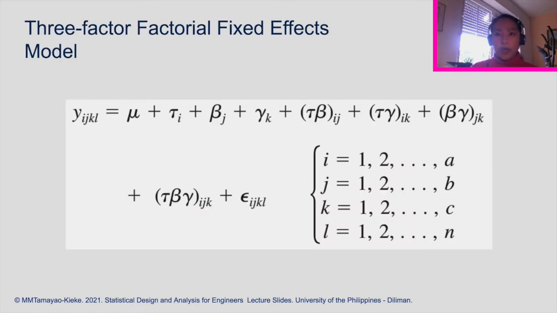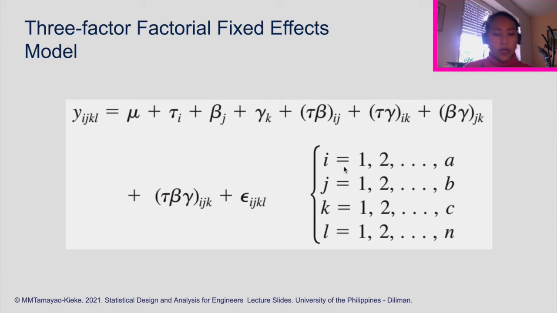Now, extending to 3-factor factorial, for example, the ANOVA equation for the fixed effects model would look like this. Y_ijkl is equal to mu plus tau_i plus beta_j plus gamma_k plus the interaction terms, as you can see here. So you have 1, 2, 3, and 4 interaction terms, 3 for the 2-factor interaction and 1 for the 3-factor interaction, plus error.